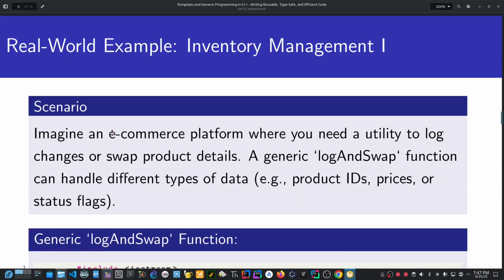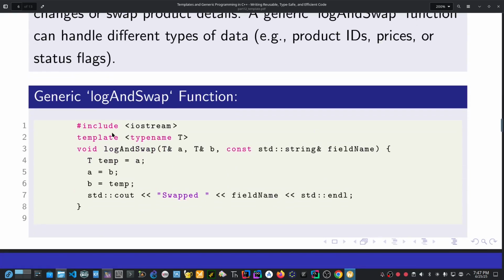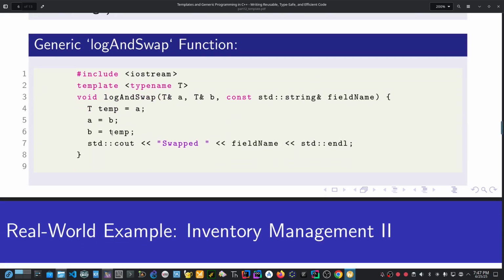So let's see a sample real world scenario. Imagine an e-commerce platform where you need a utility to log changes or swap code details. A generic log and swap function can handle different types of data, for example product ID, price, or status flags. Let's create it here. We give it the type name T. The void logAndSwap function takes a type T for A and B, and takes a constant reference to a string, the field name.